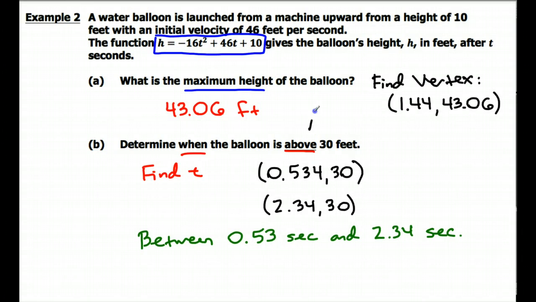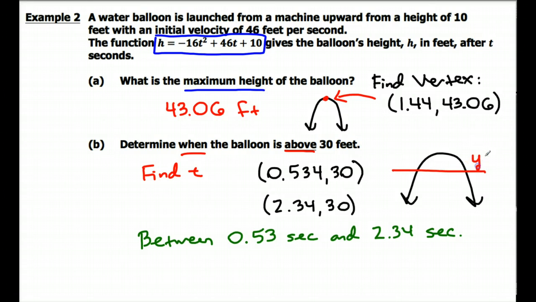For part A, this is what our graph looked like. And we were trying to find the vertex, so we found this point up here, okay, which again was 1.44, 43.06. And then for part B, again, here's what your graph looked like. We drew a horizontal line, y equals 30, and we found these 2 points right here. Okay, we found 0.534, 30, and 2.34, 30.